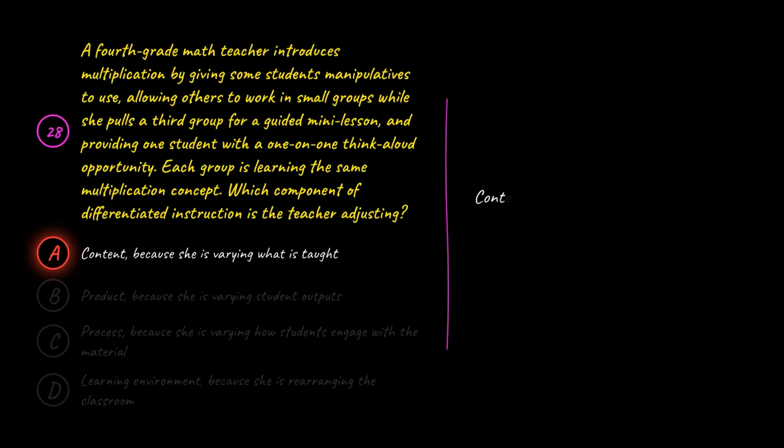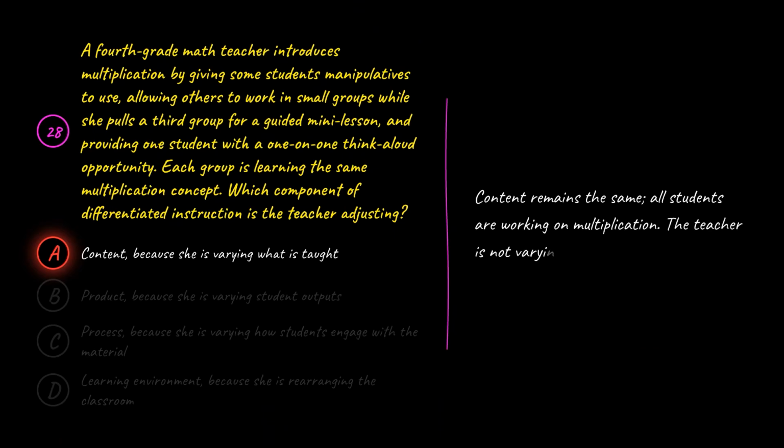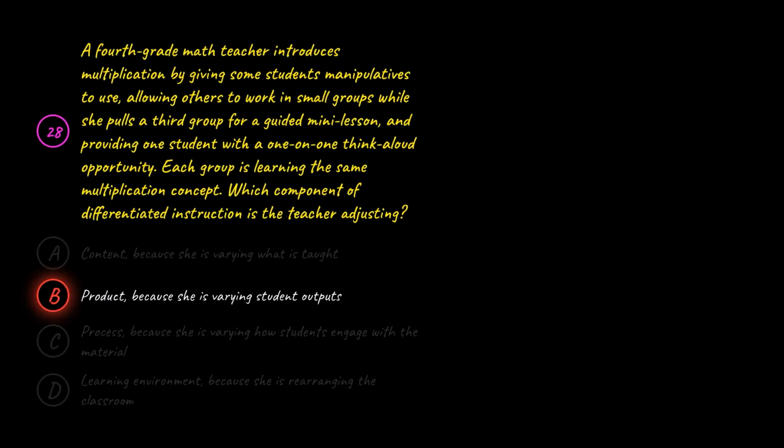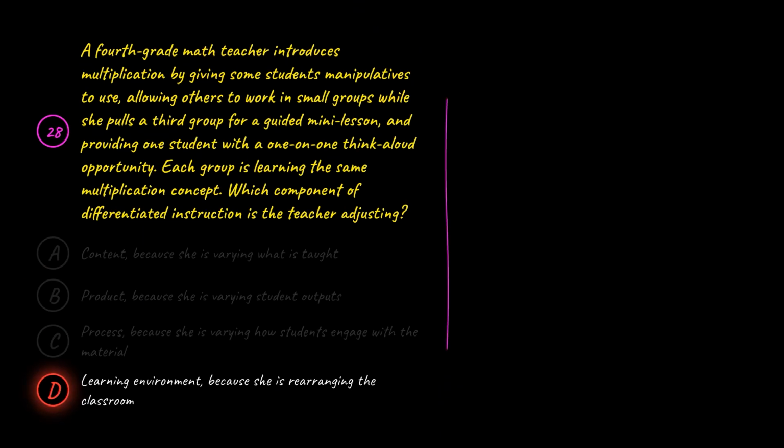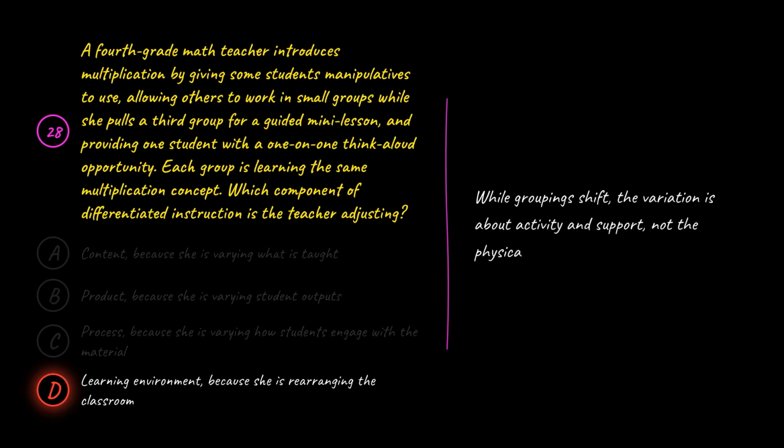A is wrong because content remains the same. All students are working on multiplication. The teacher is not varying what is being taught. B is wrong because product would mean varying the final output or demonstration. The scenario describes the during instruction process, not the output. D is wrong because while grouping shifts, the variation is about activity and support, not the physical or emotional setting of the room.